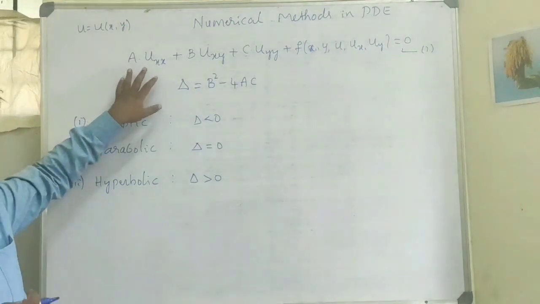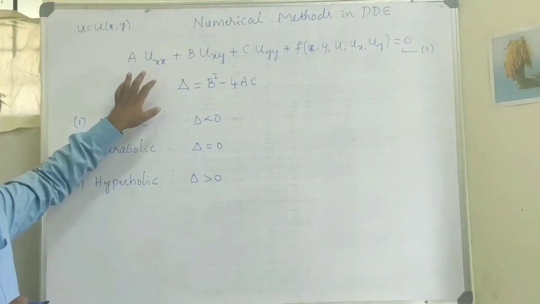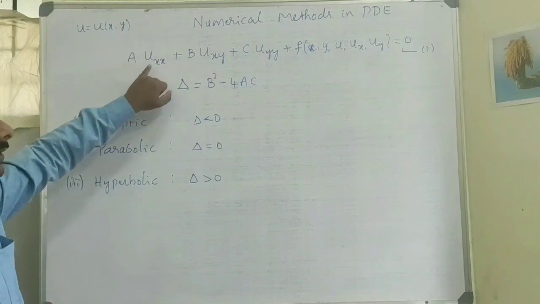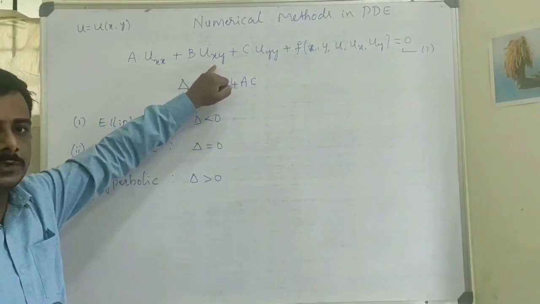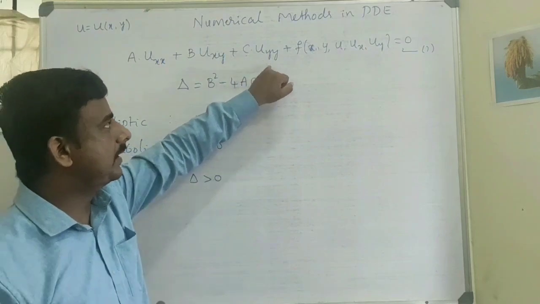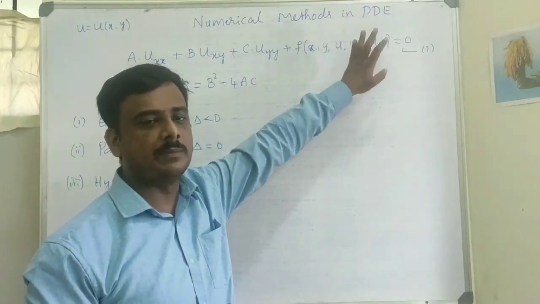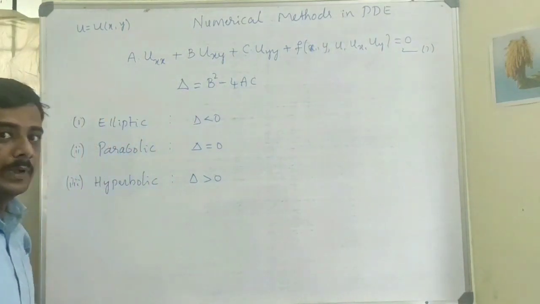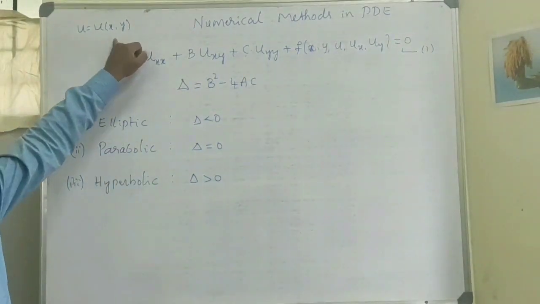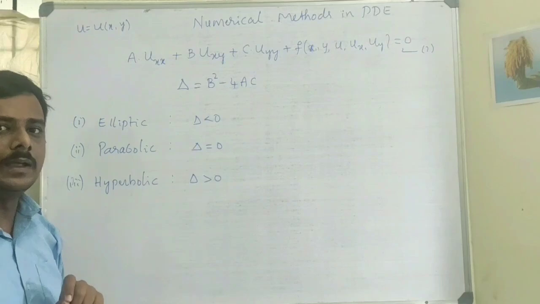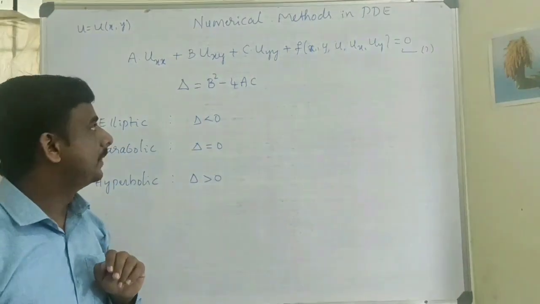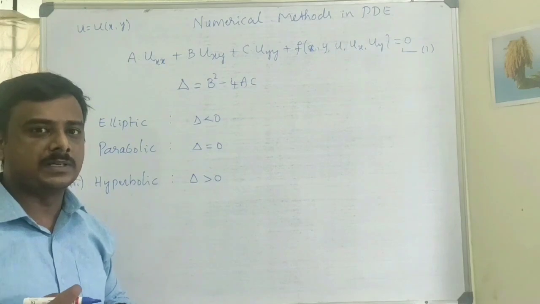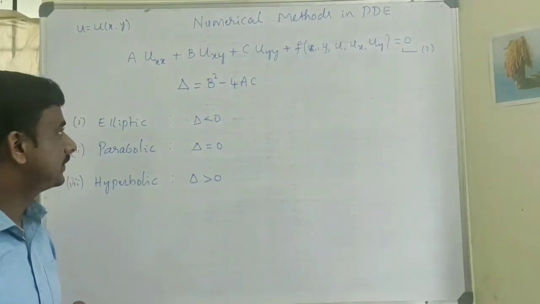The standard form of a second order partial differential equation is given by a u_xx + b u_xy + c u_yy + f(x, y, u, u_x, u_y) = 0, where u = u(x, y) is any function of two variables x and y. This is called the second order linear partial differential equation.